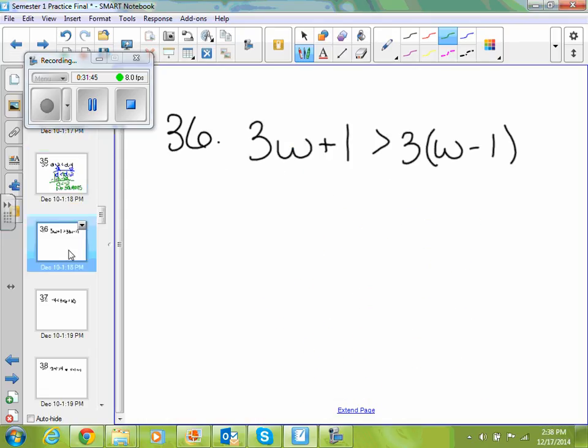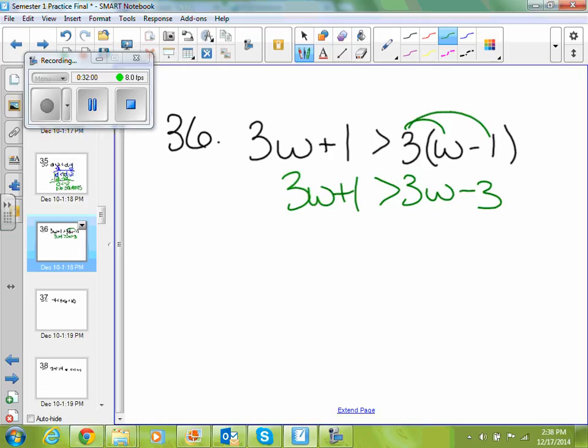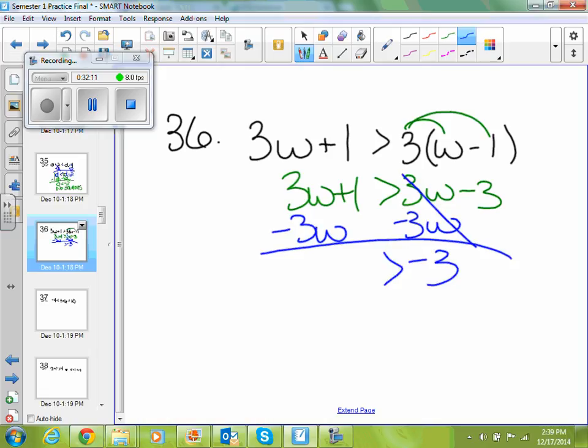36, what do I do? You distribute. 3 times w is 3w, 3 times 1 is 3. So 3w plus 3 is greater than 3w minus 6. Get rid of 3w. Then you subtract 3w, or minus 6. So then I end up with 3 is greater than negative 6, and you don't have variables, so it's either no solutions or all solutions. Is 3 greater than negative 6? Yes, so then it's all solutions.